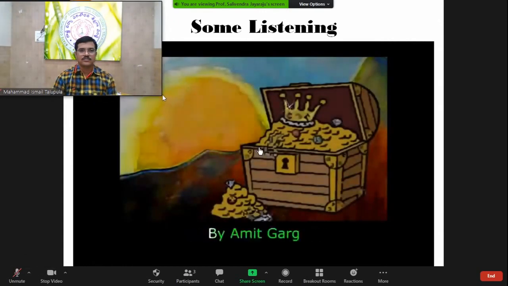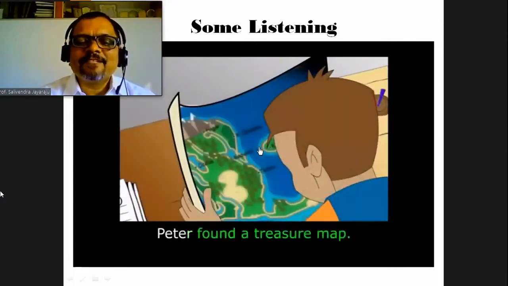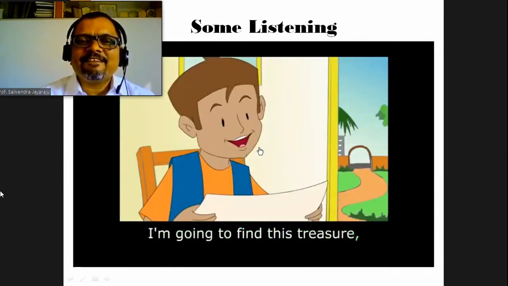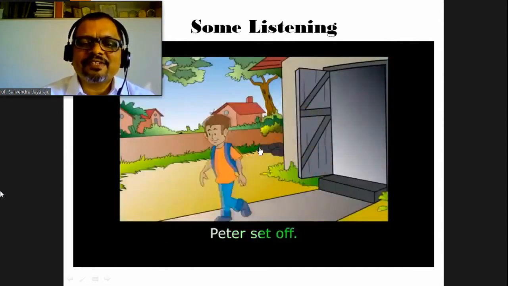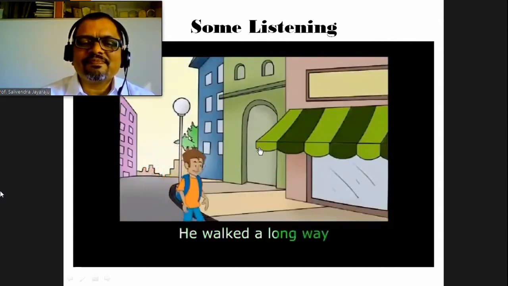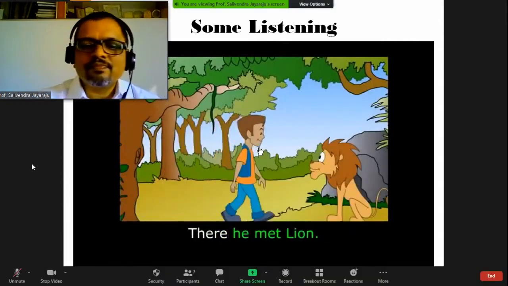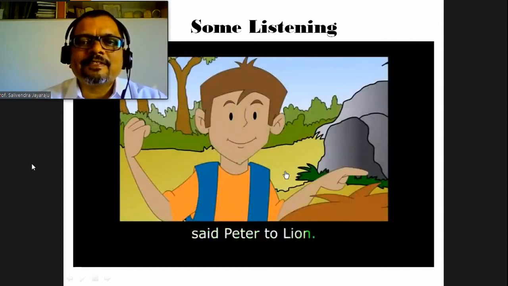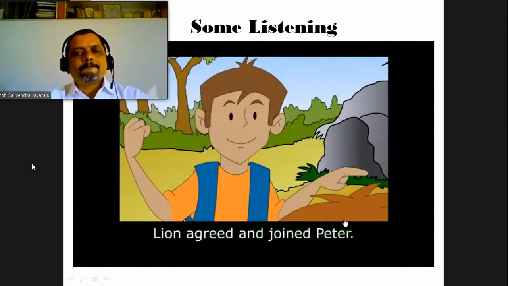The Greatest Treasure, by Amit Garg. One day, Peter found a treasure map. Hooray! I'm going to find this treasure and have some adventure, he exclaimed. Peter set off. He walked a long way and finally reached a forest. There he met Lion. You are strong and courageous, said Peter to Lion. Will you come with me on a treasure hunt? Lion agreed and joined Peter.